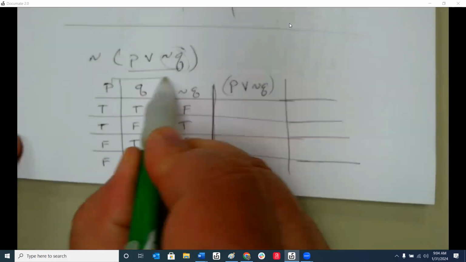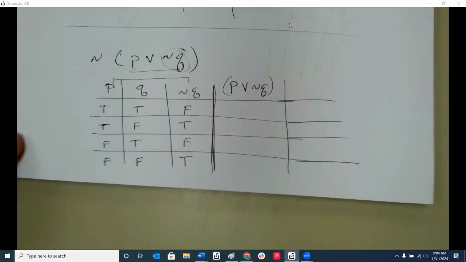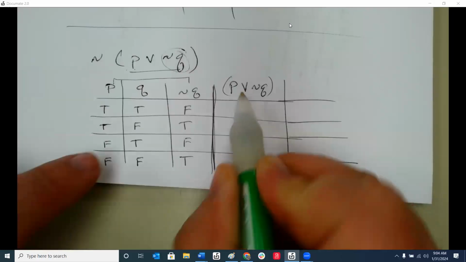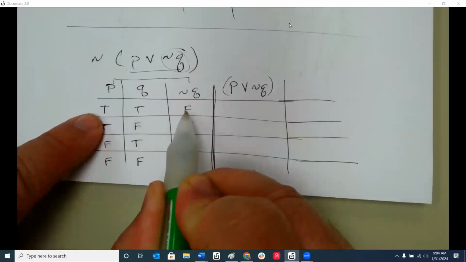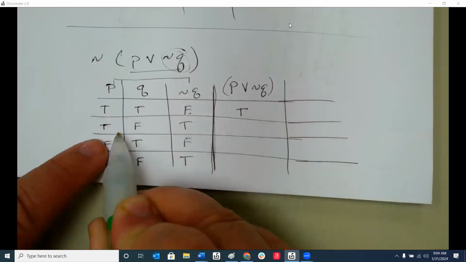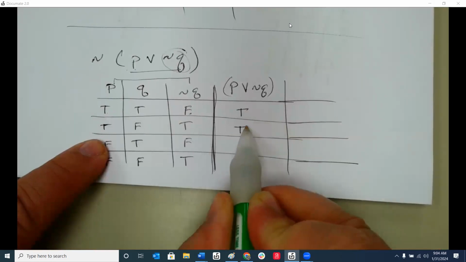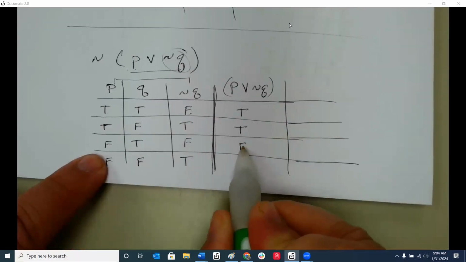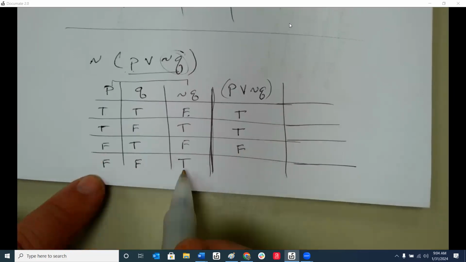So we look at these two columns, P and not Q. So this is a statement and or. Or. So true or false? True. True or true? False or false? False or true?